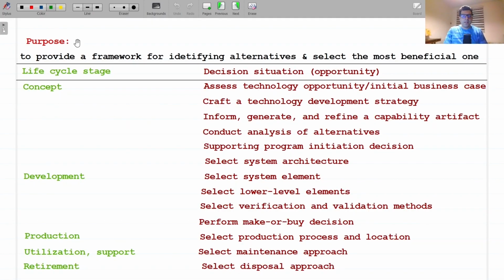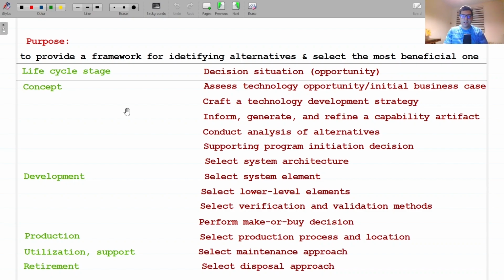The purpose of the decision management process is to provide a structured analytical framework for objectively identifying, characterizing, and evaluating a set of alternatives for a decision at any point in the life cycle and select the most beneficial course of action. This table provides a partial list of decision situations or opportunities that are commonly encountered throughout a system's lifecycle. Decision management is a critical systems engineering activity.